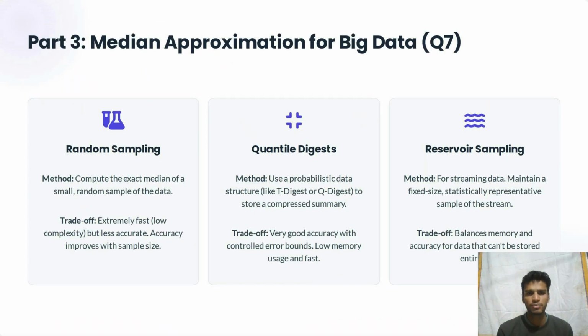Part 3. Median approximation of big data. Random sampling. Method: compute the exact median of a small random sample of the data. Trade-off: extremely fast but less accurate. Accuracy improves with sample size.